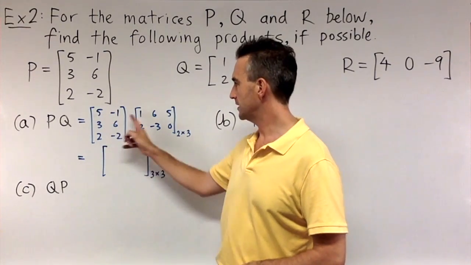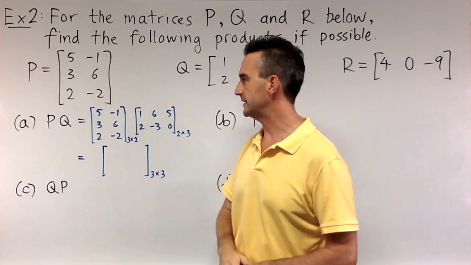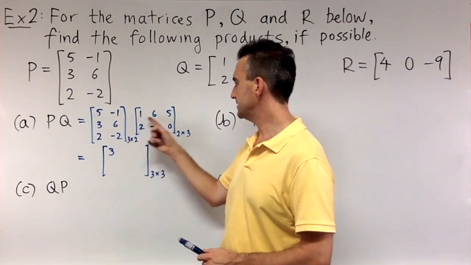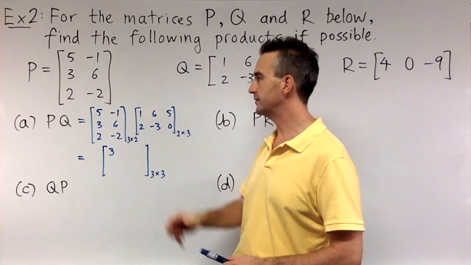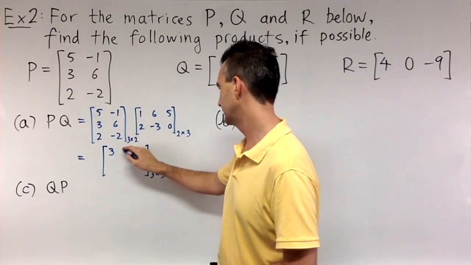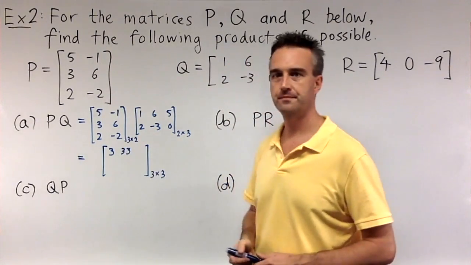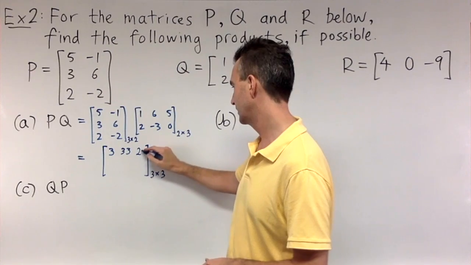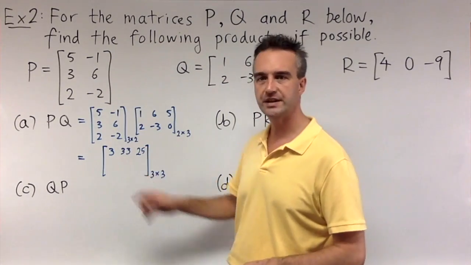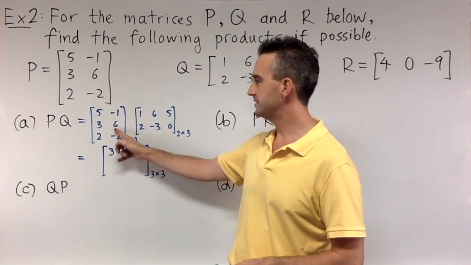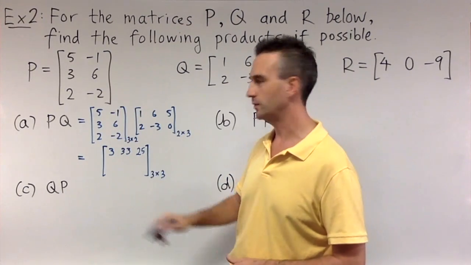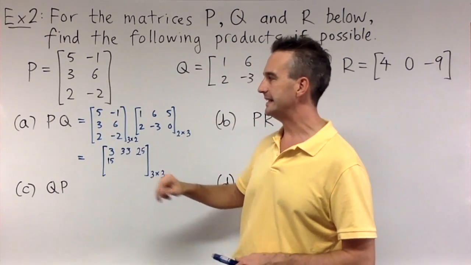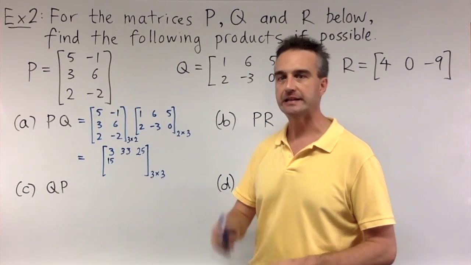Let's do it. 5 times 1 gives 5. Negative 1 times 2 gives negative 2. 5 minus 2 is 3. 5 times 6, 30. Negative 1 times negative 3 is 3, 33. 5 times 5, 25. Negative 1 times 0, 0. Leaving us with 25. Second row. 3 times 1 is 3. 6 times 2 is 12. 3 plus 12, 15. 3 times 6, 18. 6 times negative 3, negative 18. Yielding 0.